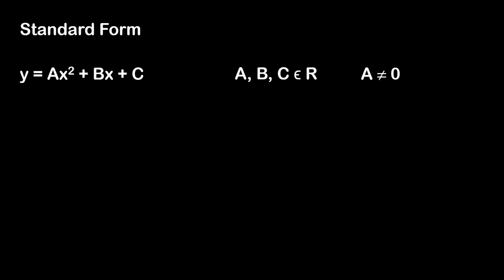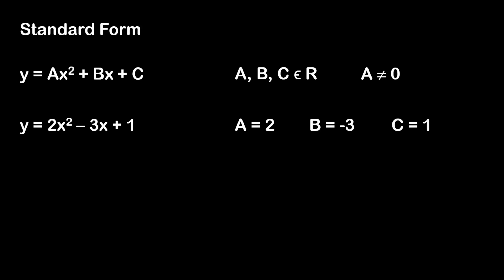And that makes sense, because if a is equal to 0, we'll have 0 times x squared, which will remove the x squared term. And we said we have to have an x squared term for it to be a quadratic function. So that's the one exception that is important to know. So for y is equal to 2x squared minus 3x plus 1, that is a quadratic function in standard form. In this case we have a is equal to 2, b is equal to negative 3, and c is equal to 1.